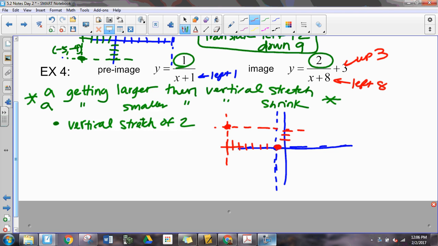So we need to move from this point, the blue, to the other one. So we need to go up and over. So we are going to translate up 3 and left. We're going from -1 to -8. So that would be left 7.